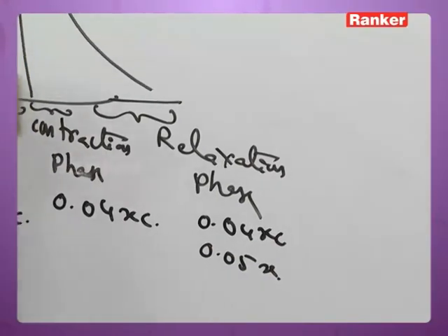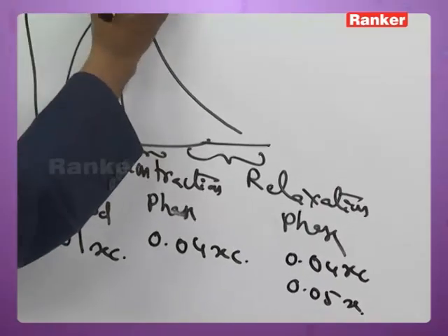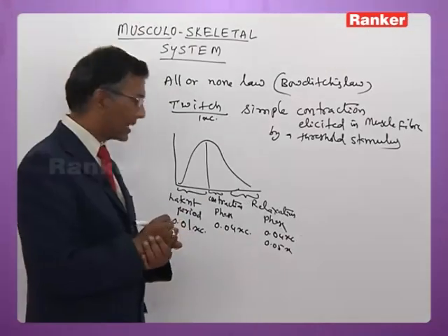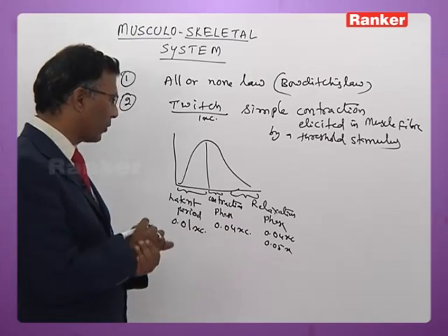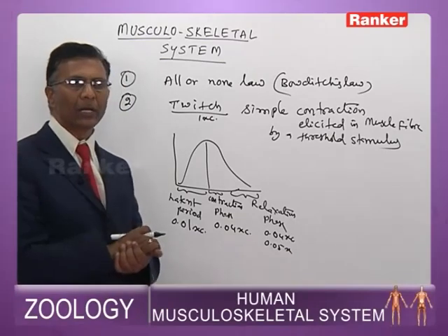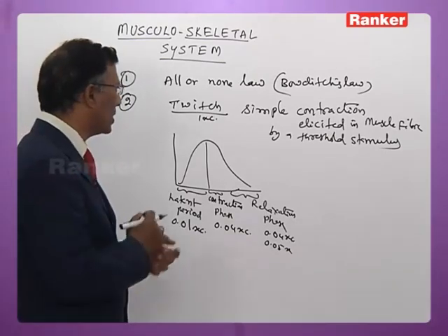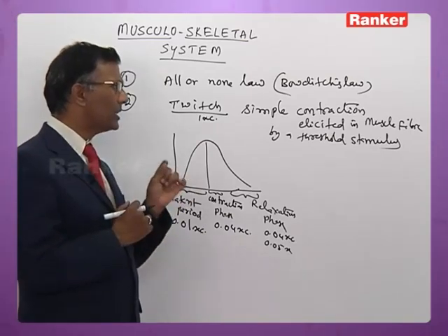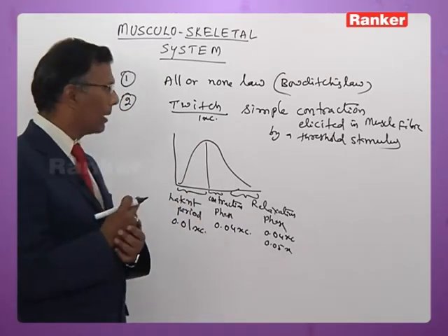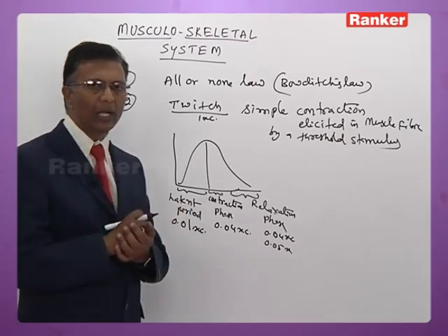So the entire duration of a twitch is about 0.1 second: 0.01 plus 0.04 plus 0.05, altogether it amounts to 0.1 second. So a twitch is a simple contraction elicited in the muscle fiber by a threshold stimulus.